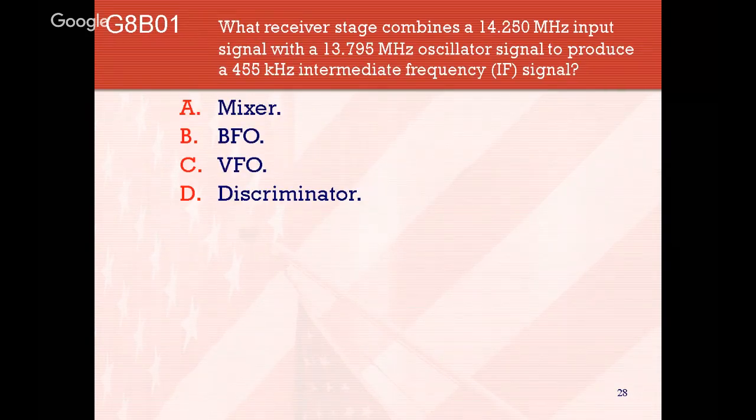What receiver stage combines a 14.250 megahertz input signal with a 13.795 megahertz oscillator signal to produce a 455 kilohertz IF, or intermediate frequency? Simple stuff. Again, you're taking two frequencies and you're doing something with them, and it's called mixing. So it's the mixer.